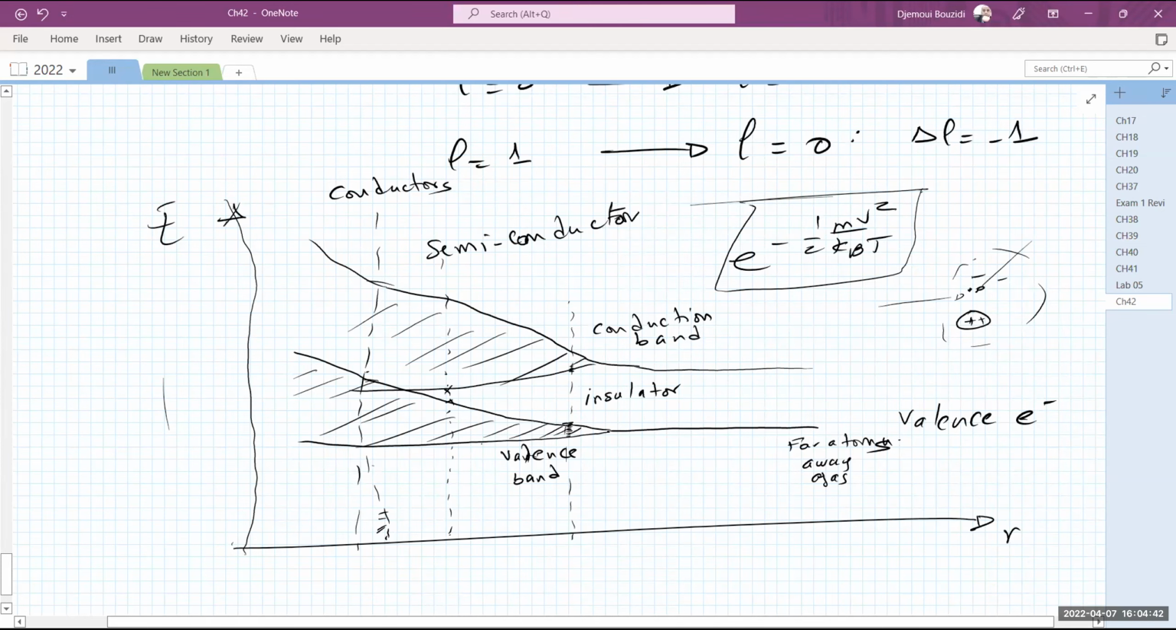But here is the thing. If an electron moves in here and it's actually in the conduction band now, it will leave a gap where it was, and that gap is called a hole. So that is a hole, and this is an electron. Let me give you a little bit of an idea where the hole came from.